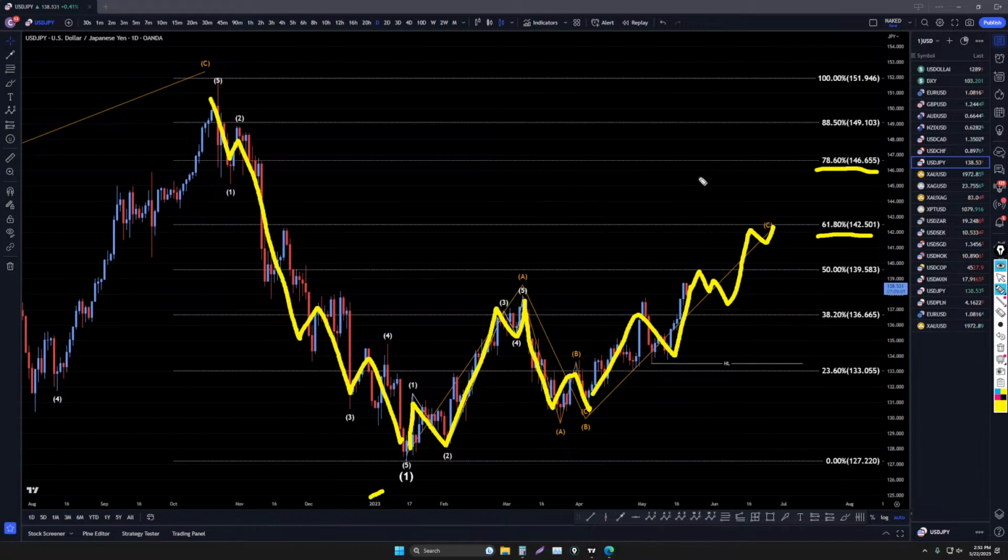So if it makes an ABC of 2, turns at one of these fib levels, makes an impulsive move down, takes out structure, that's exactly what I'm looking for, the continuation of this downtrend. Probably a 1, probably a 2, and then go down for a wave 3.